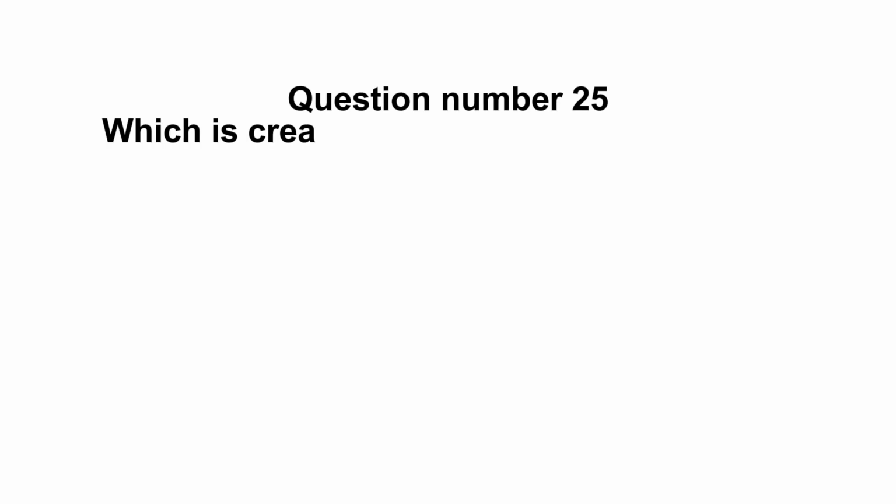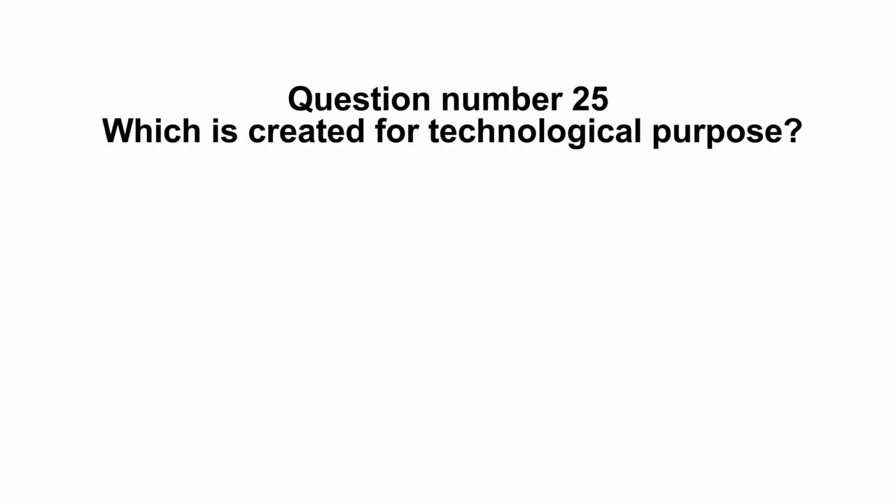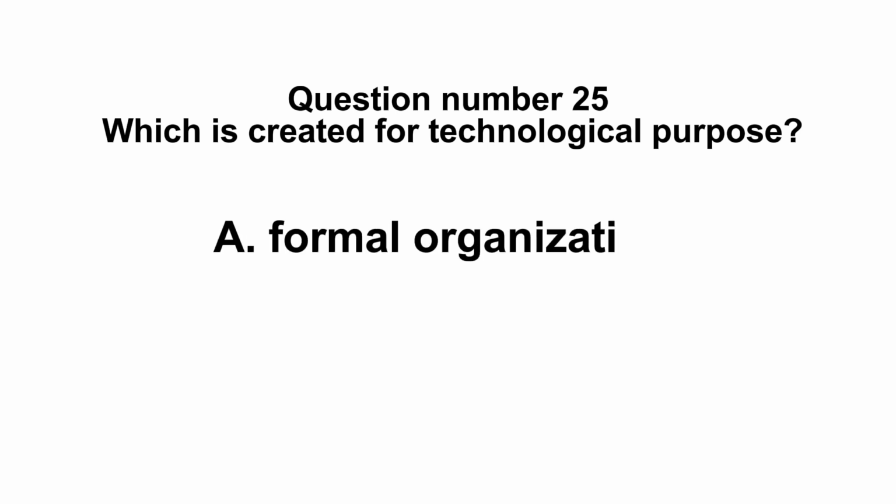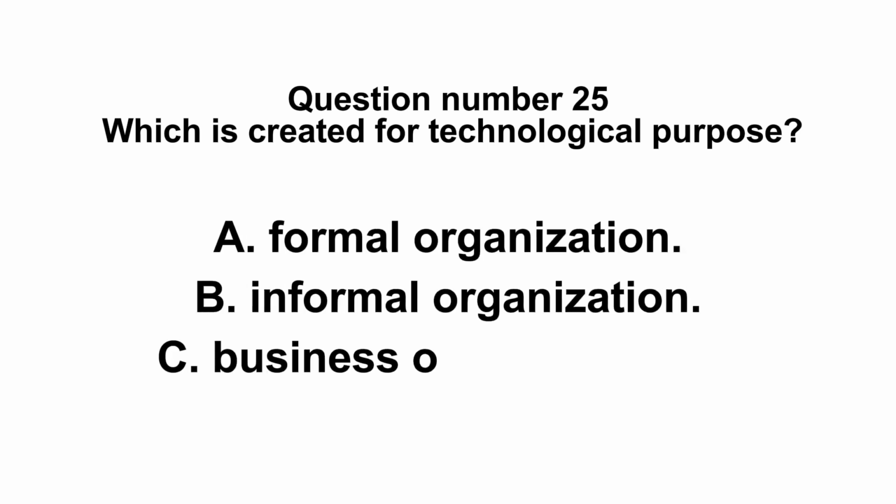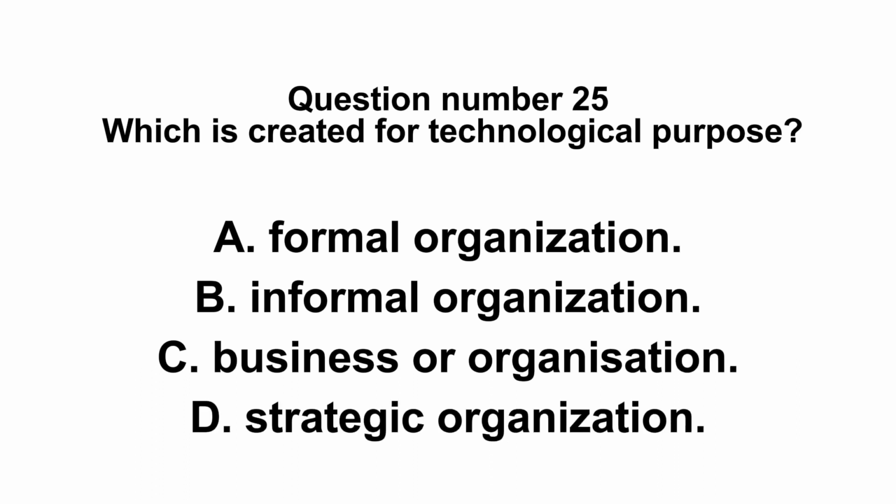Question number 25. Which is created for technological purpose? A. Formal organization. B. Informal organization. C. Business or organization. D. Strategic organization. And the correct answer is A.